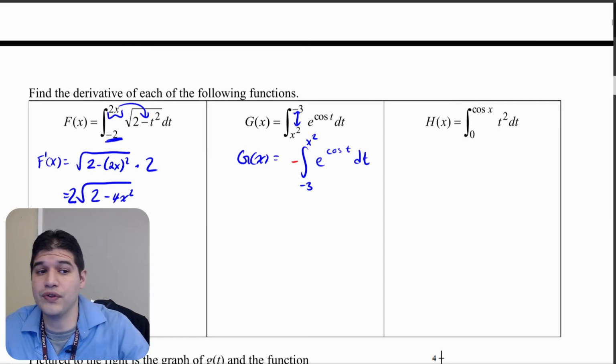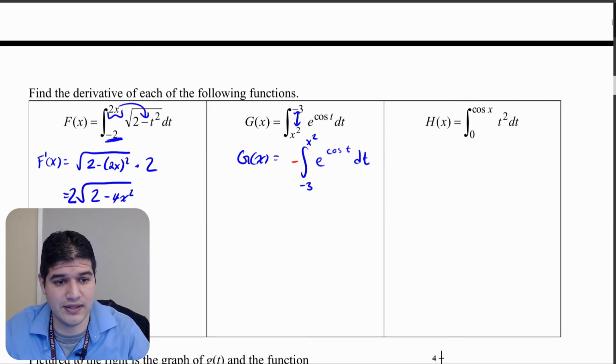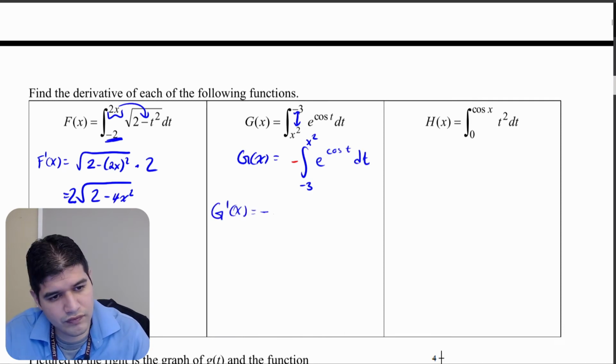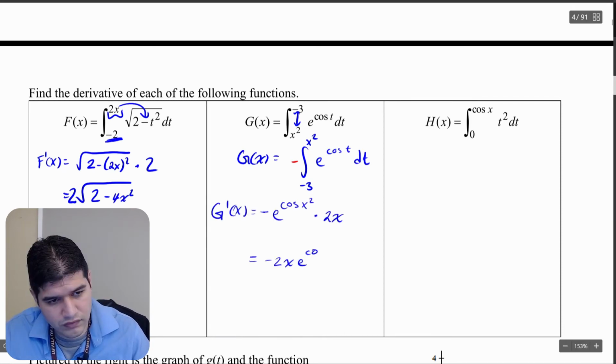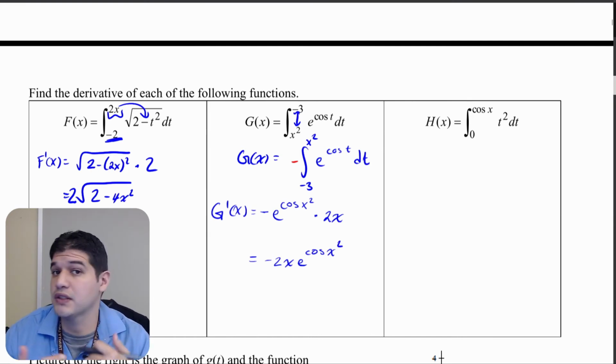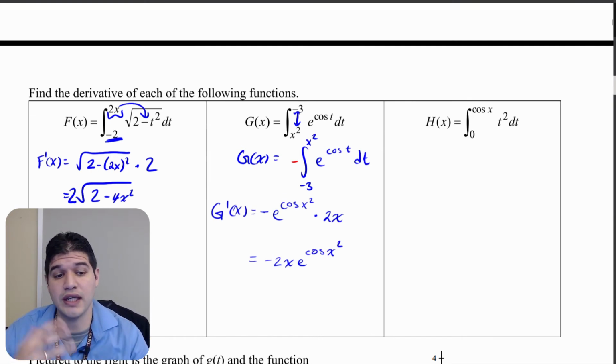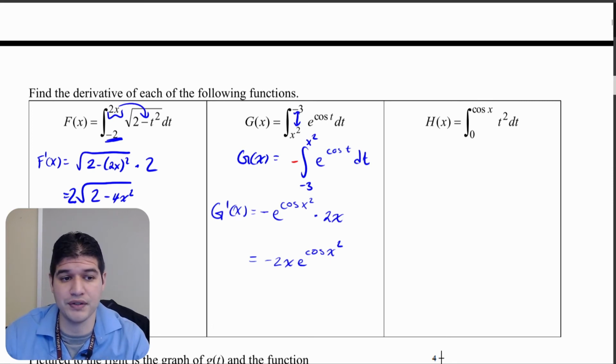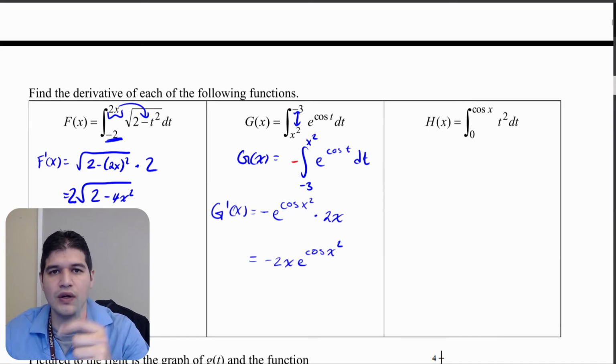Let's follow through now and see if we get the same answer. Once you flip those bounds of integration, you're good to go. Keep in mind that the function always needs to be the upper bound. If it's not, just flip them and you're good to go. Just make sure that you have a negative integral in the end. So the answer is negative 2x times e to the cosine of x squared. Go ahead and attempt this final problem on your own.